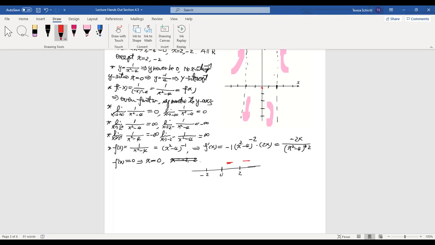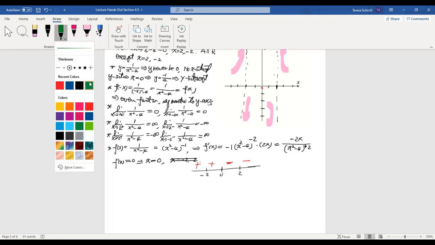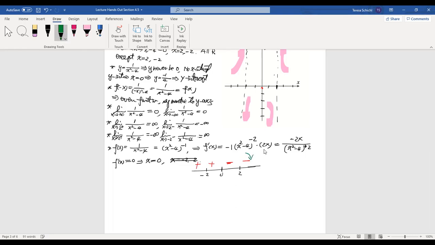Then let's take a look when x is less than 0. For example, -1. The bottom is always positive, so we get a positive. And here we get a positive. And so remember, if it's negative, I know my function is decreasing. Then here it is increasing.